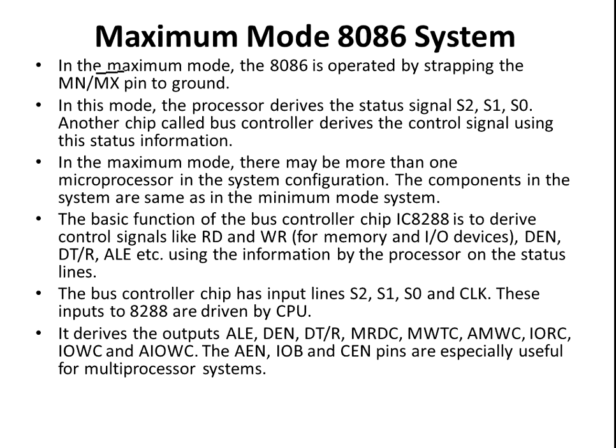The basic function of the bus controller chip is to derive the control signals like RD or WR for memory and IO devices, then DEN, DT/R bar, ALE, etc., using the information from the processor on the status signals. So the bus controller chip has input lines S2, S1 and S0 and clock, and these inputs to the 8288 are driven by the CPU. In this figure we can see that.